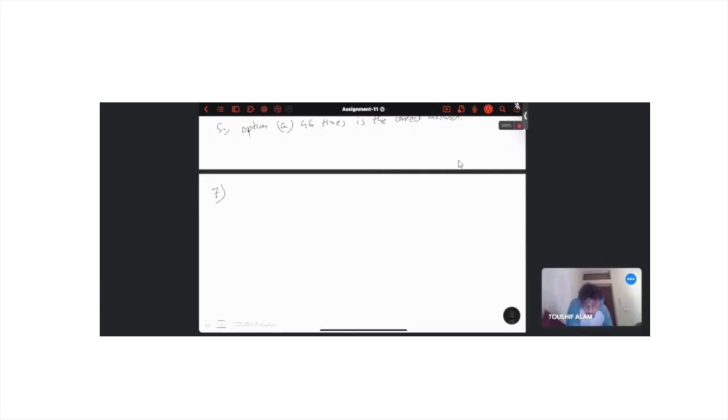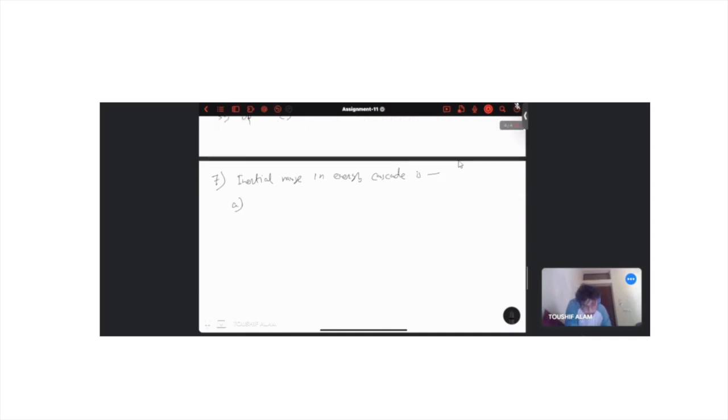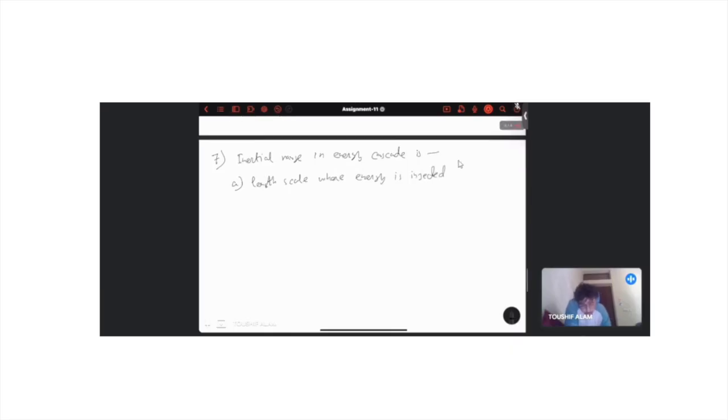Question number 7. The inertial range in the energy cascade is: length scale where energy is injected, length scale where energy is dissipated.